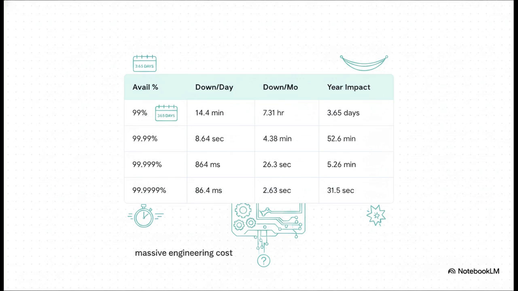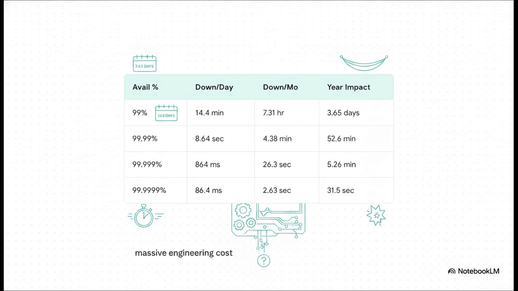If you push for a 99.99999% SLA, your margin of error shrinks to just 31.5 seconds of downtime for the entire year. 31 seconds. That is barely enough time to sneeze, let alone reboot a crashed server. So you really have to ask yourself, is the massive engineering cost of that extra 9 actually required for your specific use case?